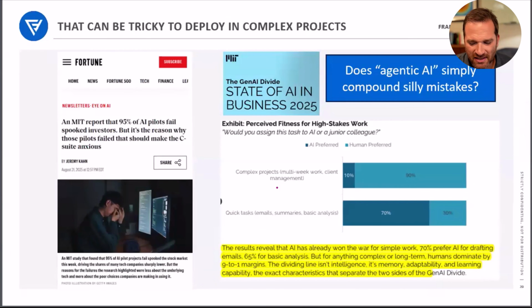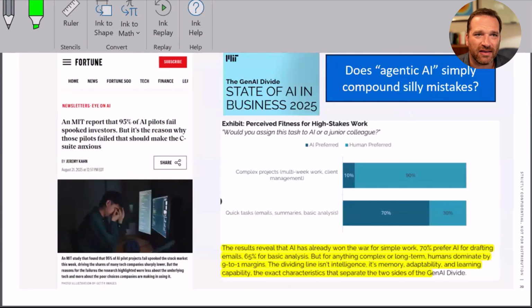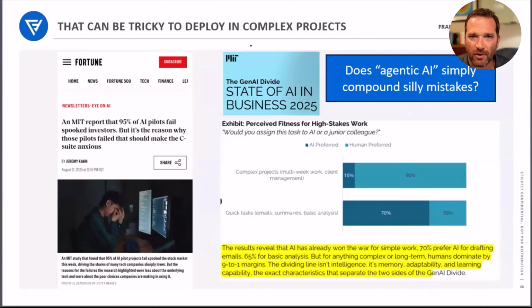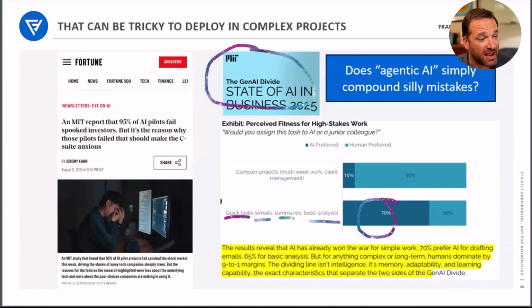And we're seeing this a bit. A big piece of news this last week in AI is this MIT study found that 95% of AI pilots are failing, and what they're seeing, if you go into the report, is that on the quick tasks like emails, summaries, basic analyses, people are trusting AI and preferring AI, right? I've been writing emails to hotels when I stay there, fishing for an upgrade. It's fantastic. It's a very high hit rate if you do that.